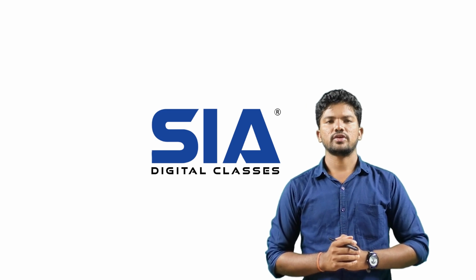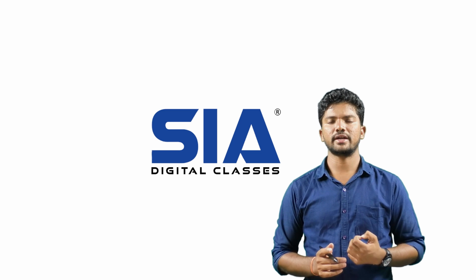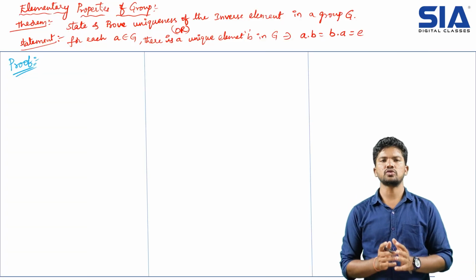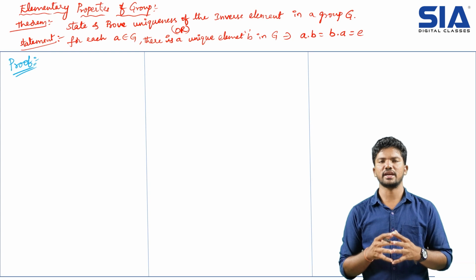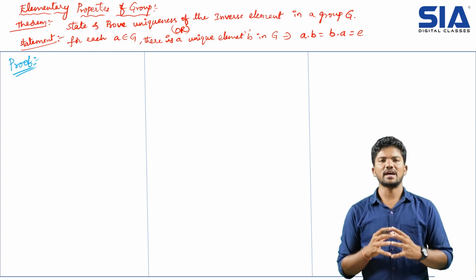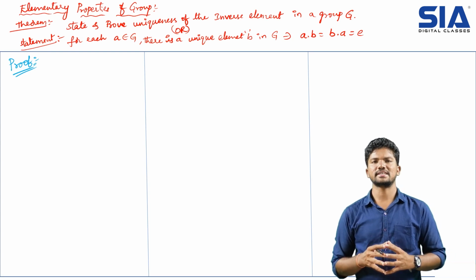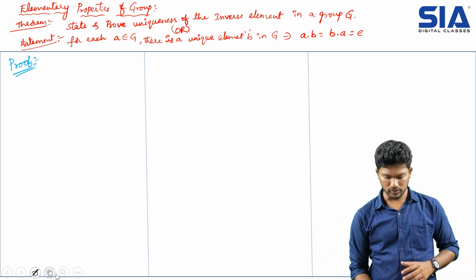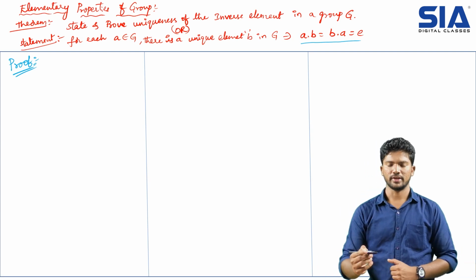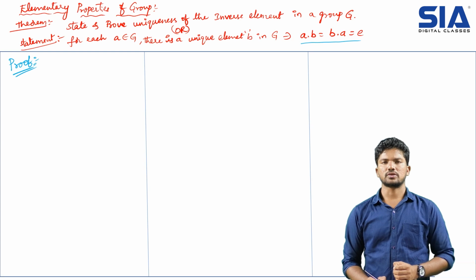In this lecture, we are going to discuss the elementary properties of a group, that is, the third elementary property. See the theorem statement: state and prove uniqueness of the inverse in a group capital G. That is, for each small a belonging to capital G, there is a unique element small b in capital G such that a into b is equal to b into a is equal to small e. So this is the third elementary property of the group.